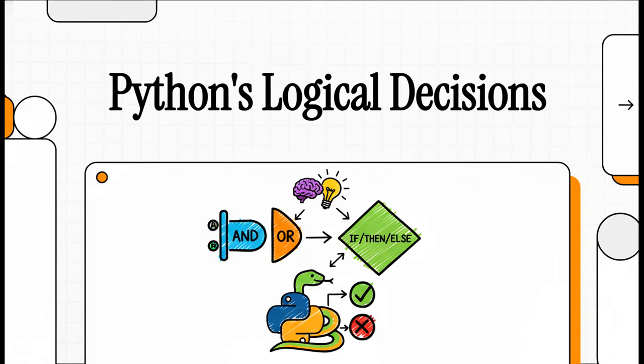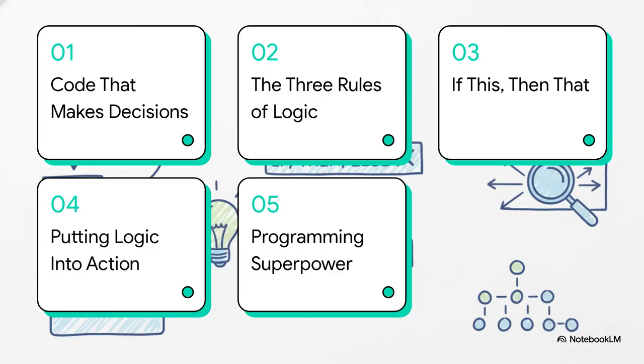Have you ever stopped to wonder how a program actually thinks? How your favorite app or game just knows what to do next? Well, I promise you, it's not magic, it's logic. And in this explainer, we're going to get right into the simple but incredibly powerful rules that let code, like Python, make smart decisions.